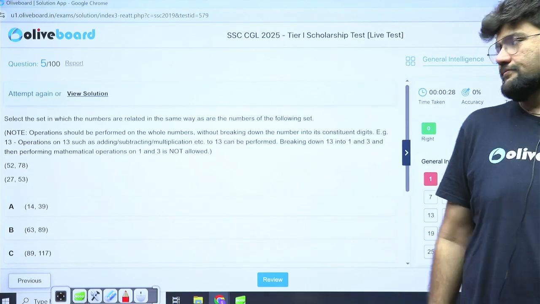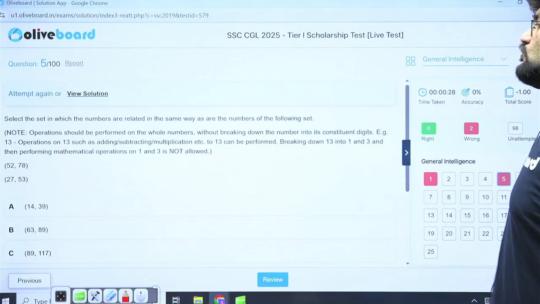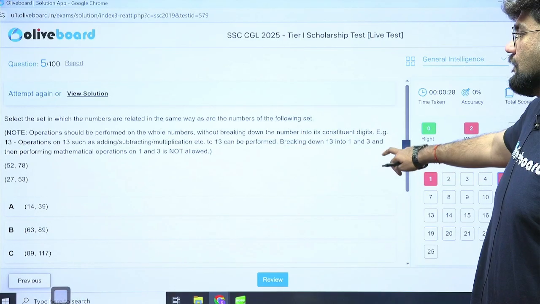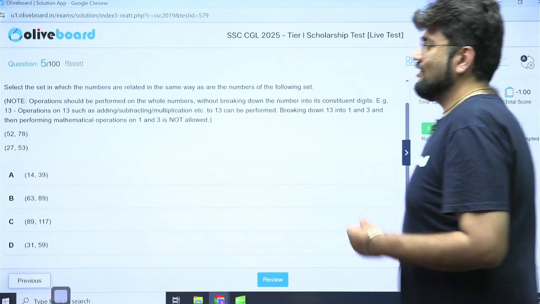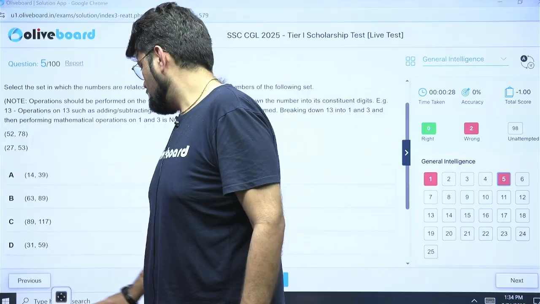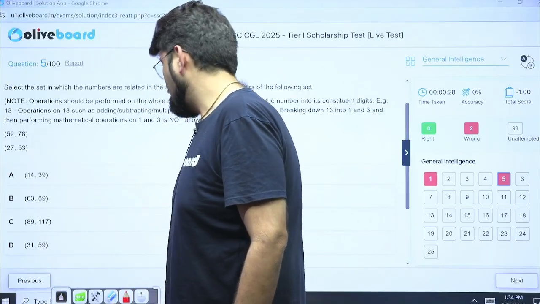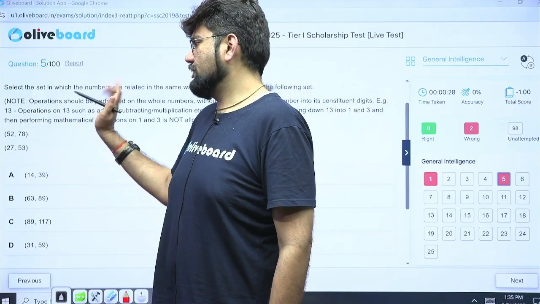Question number 5. 52, 78, 27, 53, then what will be the correct answer? Now here the numbers are not very... there is not a very huge difference. There is no gap, there is nothing special which seems to be happening, and it is not digit based, so we don't even have to think about that.